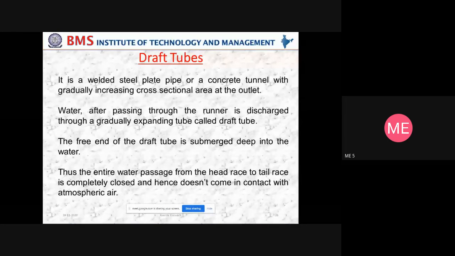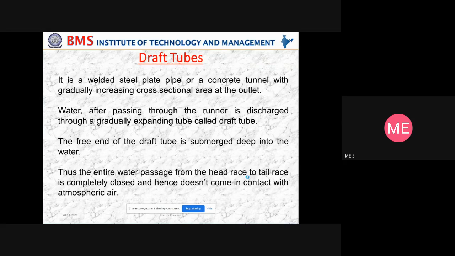It's a welded steel pipe or a concrete tunnel with gradually increasing cross-section area at the outlet. Water after passing through the runner is discharged through a gradually expanding tube called a draft tube. The free end of the draft tube is submerged deep into the water. Thus, the entire water passage from the head race to tail race is completely closed, hence does not come in contact with atmospheric air.